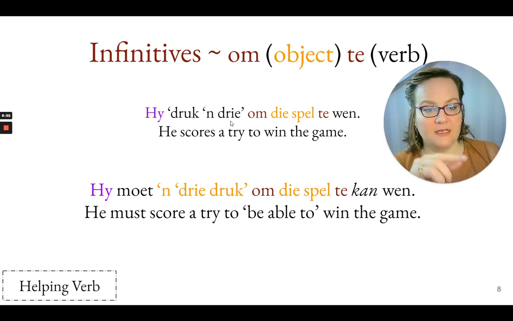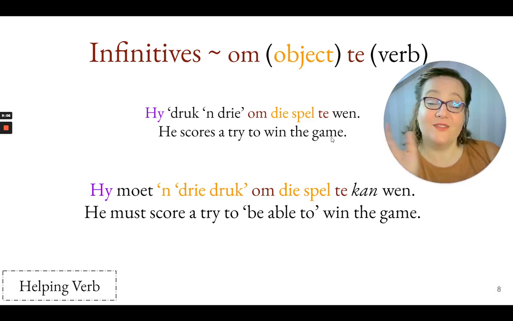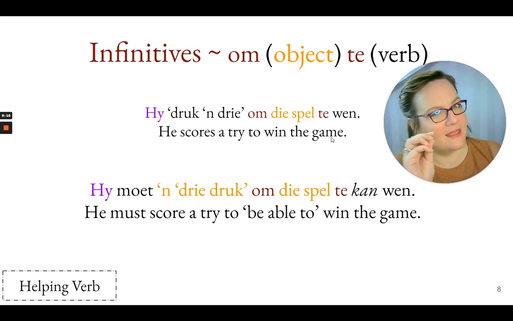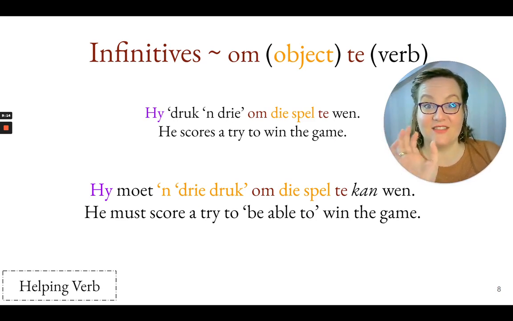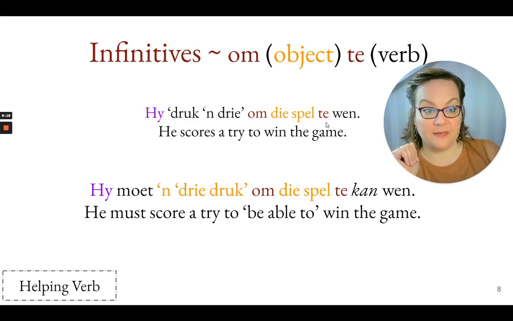Hy druk 'n 3 om die spel te wen. He scores a try to win the game. So this is rugby talk. Afrikaans, druk 'n 3. He scores a try. It counts 5 points, not 3. But anyway, hy druk 'n 3. So that is the verb there. Hy druk 'n 3 om die spel te wen.